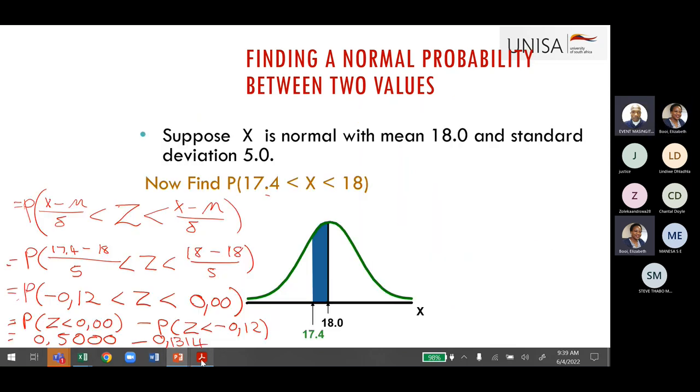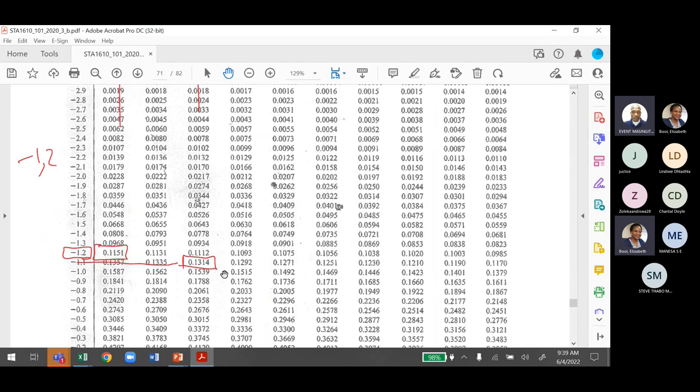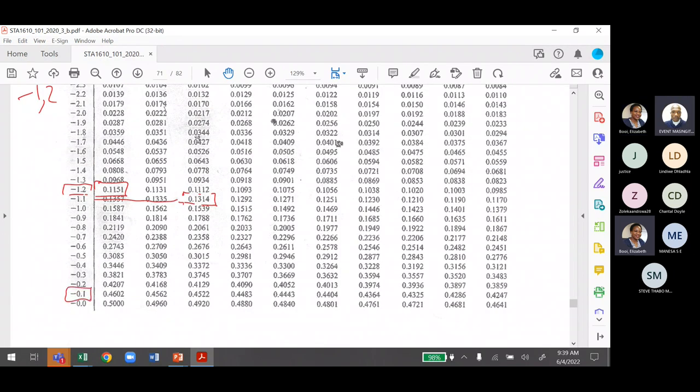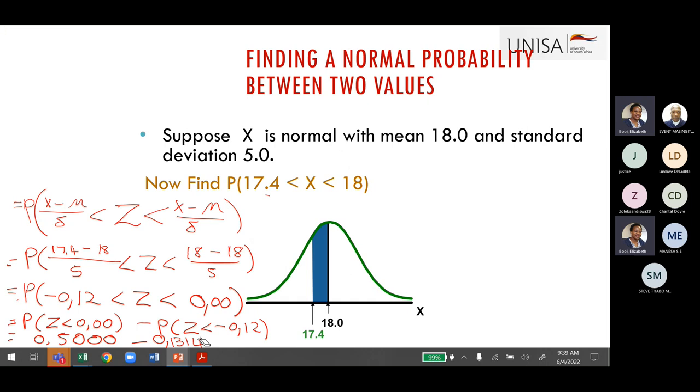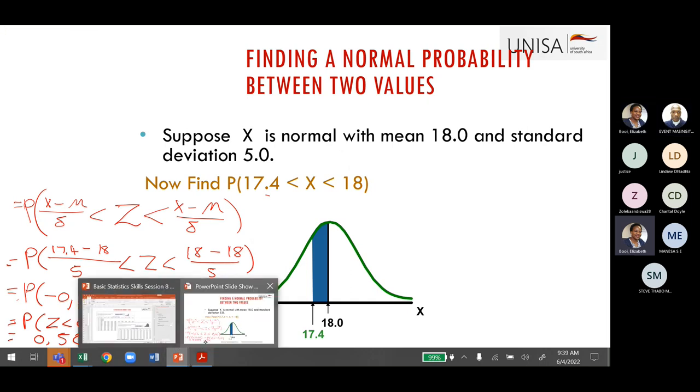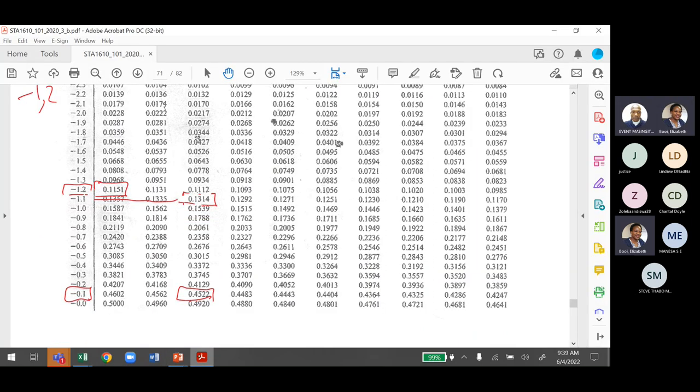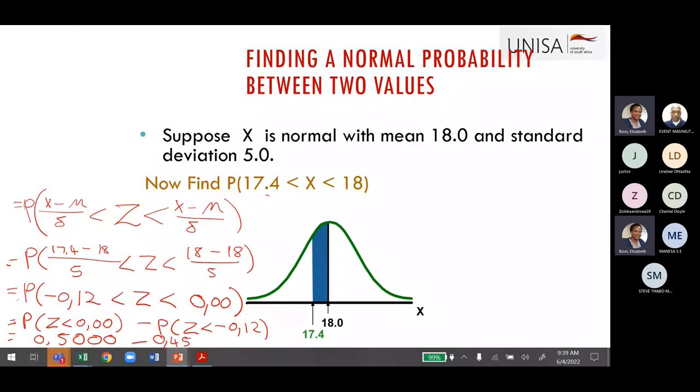Okay. You said -0.12. Oh, sorry. We went to the negative one. We need to go to negative. Yeah, and it's negative 0.12. Thank you for that. Oh, thank you for picking that one up.